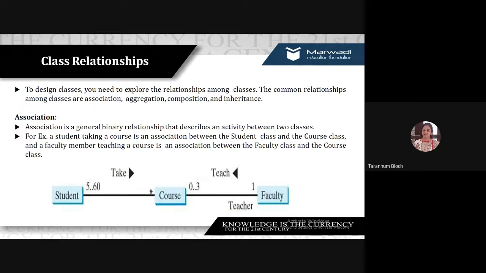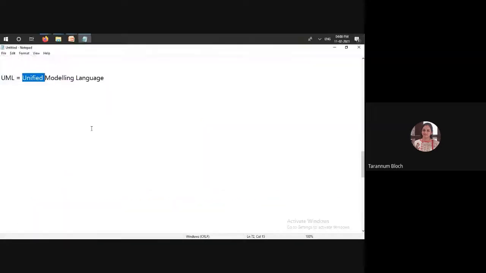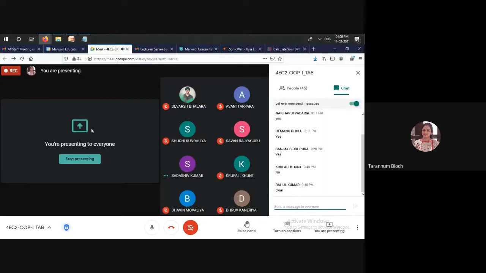Is it clear, guys? Samjha sir? Any doubt, any questions on multiplicity and association? Association is a general binary relationship which describes the activity between 2 classes. Right? And multiplicity represents the number of entities taking part in the relationship. Is it clear? Yes or no? Any doubt? Guys, I'm waiting for acknowledgement.